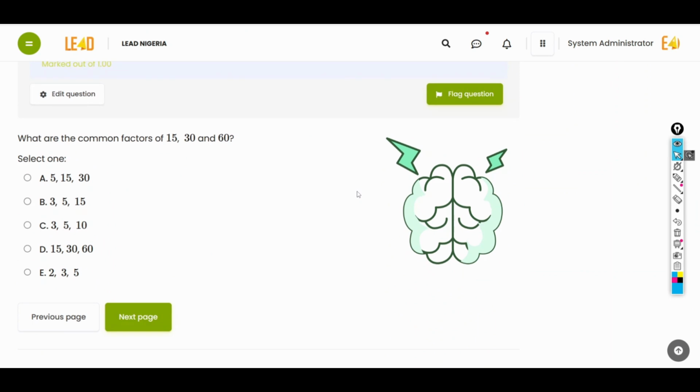Okay, so what are the common factors of 15, 30, and 60? All right, so we want to list out the factors. There's really just one way to do this. You just list out the factors and pick them out, so that you don't miss anyone. So let's do factor pairs. Factor pairs of 15, I have 1 and 15. There's no 2, but I have 3 and 5. And there's nothing in between. So these are the factor pairs.